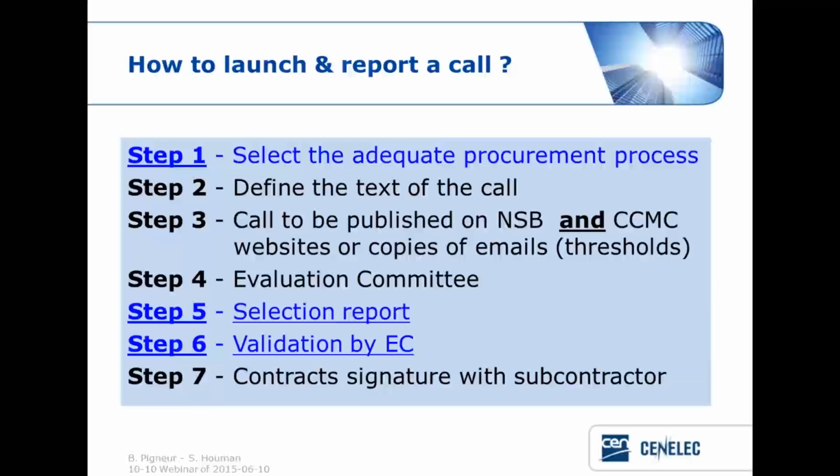Good morning to everyone. Let's start with how to launch and report a call. What sits in blue will be explained in more detail afterwards. Step one, select the adequate procurement process. We'll see that on the next slide. Step two, define the text of the call. So what do you need exactly? Step three, call to be published on NSB and CCMC websites or copies of emails following the threshold. Step 4, the evaluation committee meeting. Step 5, the selection report. We'll see the content afterwards. Step 6, validation by the Commission, so the approval process. And step 7, the signature of the contract with your subcontractor.